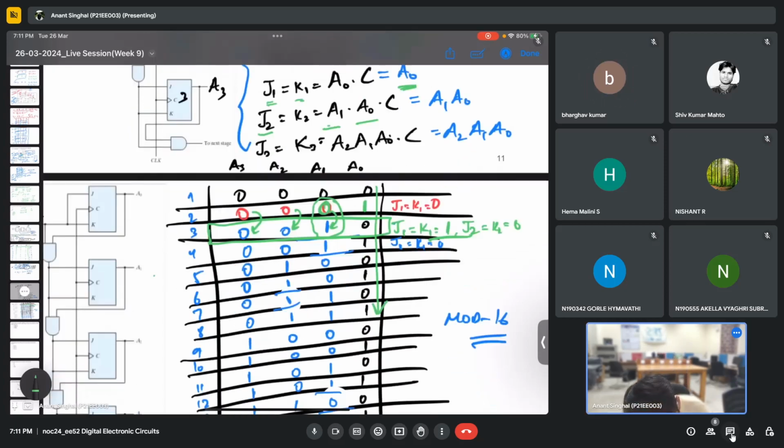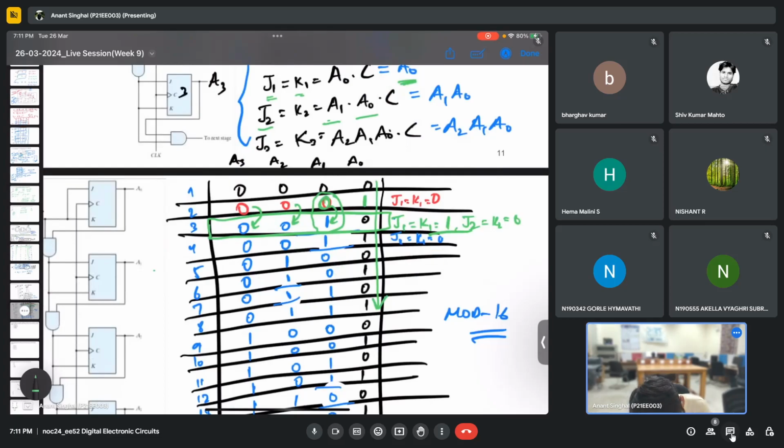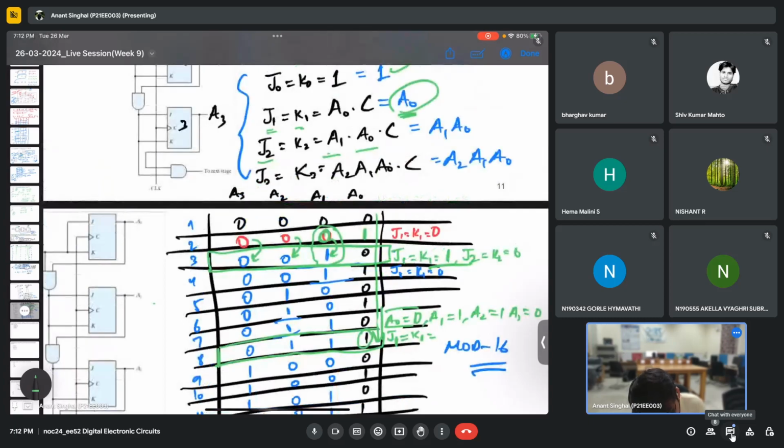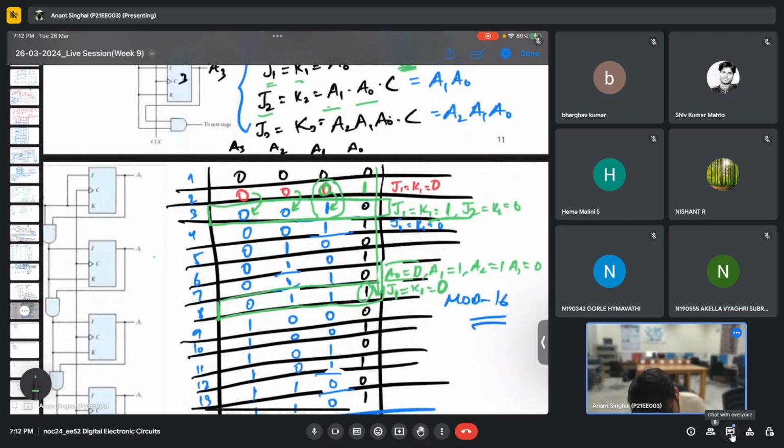Okay, fine. So maybe I'll try to show you some other step that will make it easier. Yeah, sure. So let's say this is the state now, which is state 8. In the previous state, A naught was 0, A1 was 1, A2 was also 1, and A3 was 0. I will calculate J naught and K naught, which is always toggle. I'll calculate J1 and K1 from the previous state, and J1 and K1 is nothing but A naught. So J1 and K1 is A naught, so it is 0. So this will remain the same because it will hold.